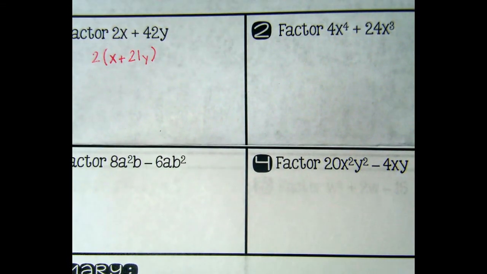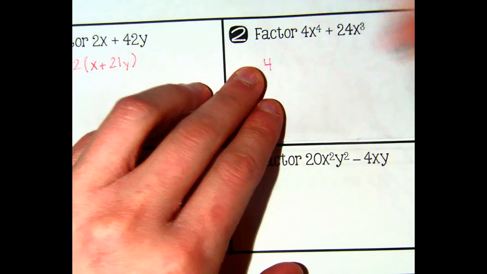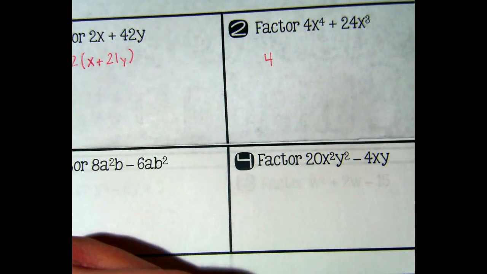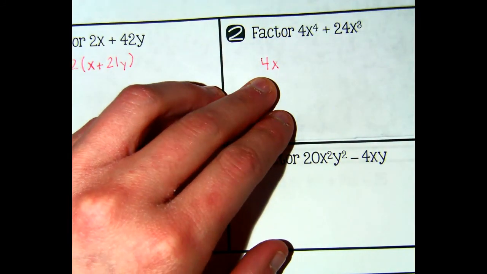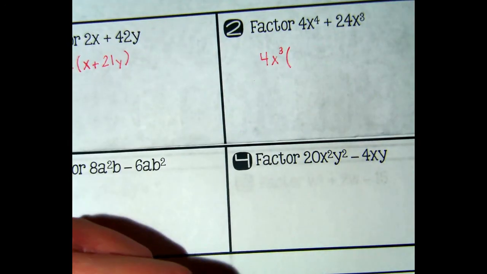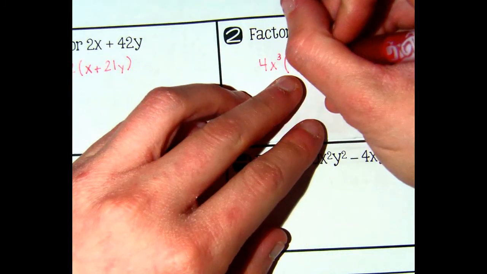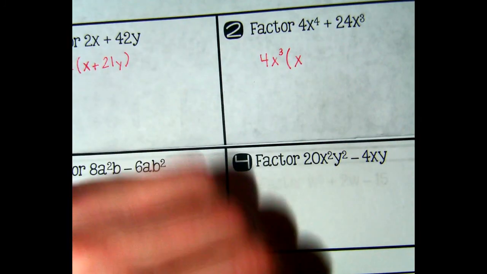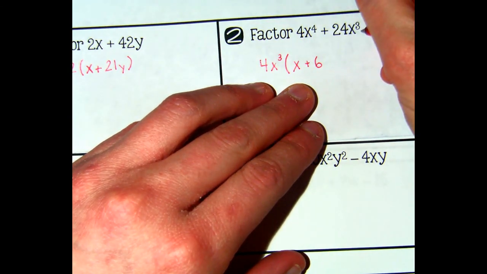What's the largest number that comes out of 4 and 24? 4. How about a variable? They both have x squared, cubed, because cubed is the smallest number. 4 divided by 4 is what? 1. You had 4 x's, you took out 3. Just 1, so just the x. Plus 6. Are there any x's left? No.